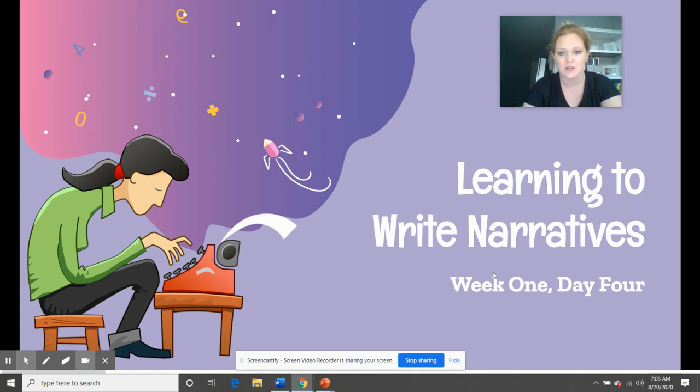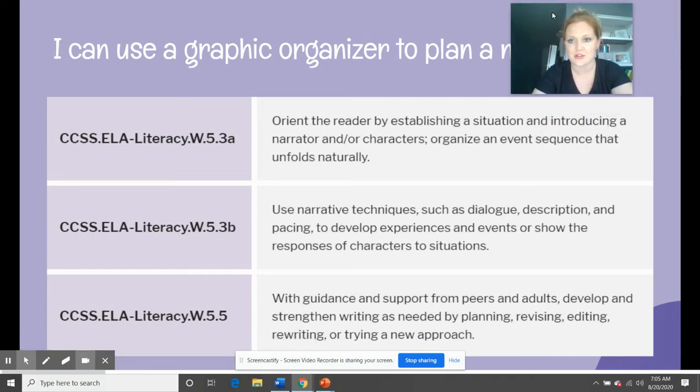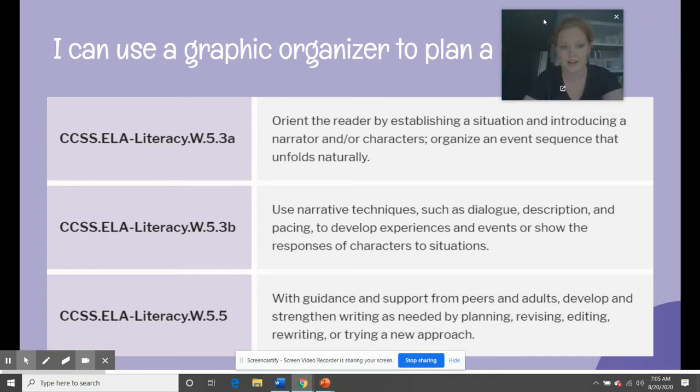You can do this in one of your spiral notebooks, just not your math notebook or any of the other notebooks designated for something else, but just a piece of paper is good. Okay, so today's all about using a graphic organizer to plan for writing a narrative.